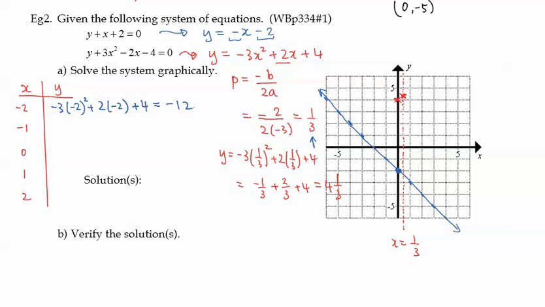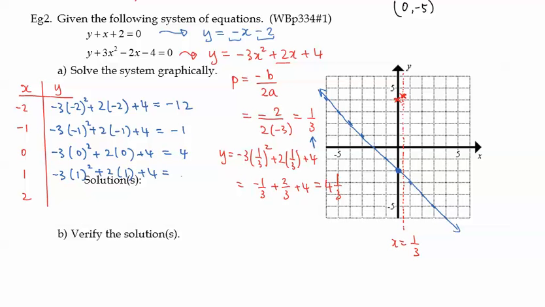If we want to move on to the next one, when x equals -1, what is the y-coordinate? Continue to do your calculation until you have a few points to work with. This is what I would do using a table of values.